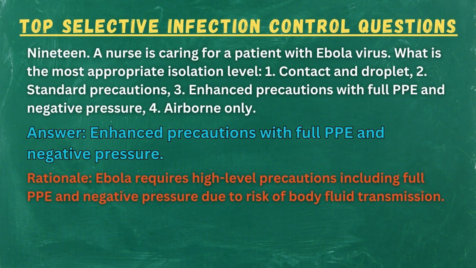19. A nurse is caring for a patient with Ebola virus. What is the most appropriate isolation level? 1. Contact and droplet. 2. Standard precautions. 3. Enhanced precautions with full PPE and negative pressure. 4. Airborne only. Answer: enhanced precautions with full PPE and negative pressure. Rationale: Ebola requires high-level precautions, including full PPE and negative pressure due to risk of body fluid transmission.